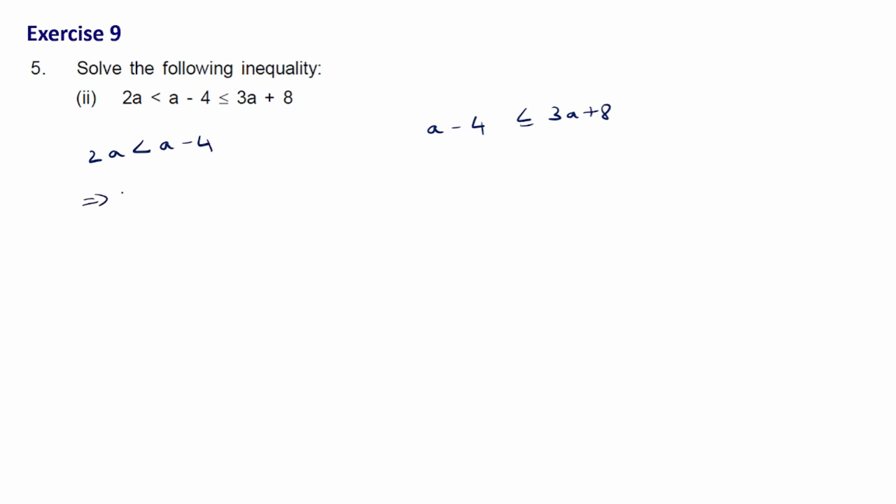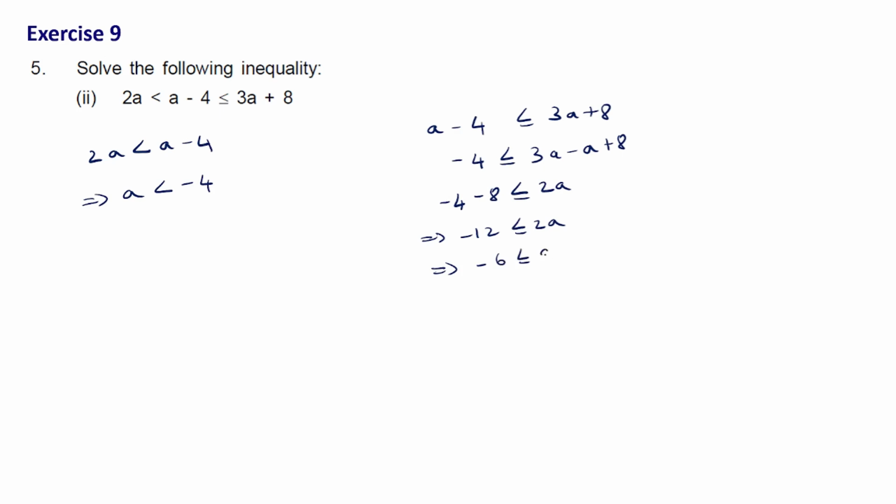From this we get 2a - a < -4, and from here we have -4 ≤ 3a - a + 8. If we transpose this plus 8 to the other side, we get -8. So -4 - 8 ≤ 2a, or -12 ≤ 2a, or -6 ≤ a.